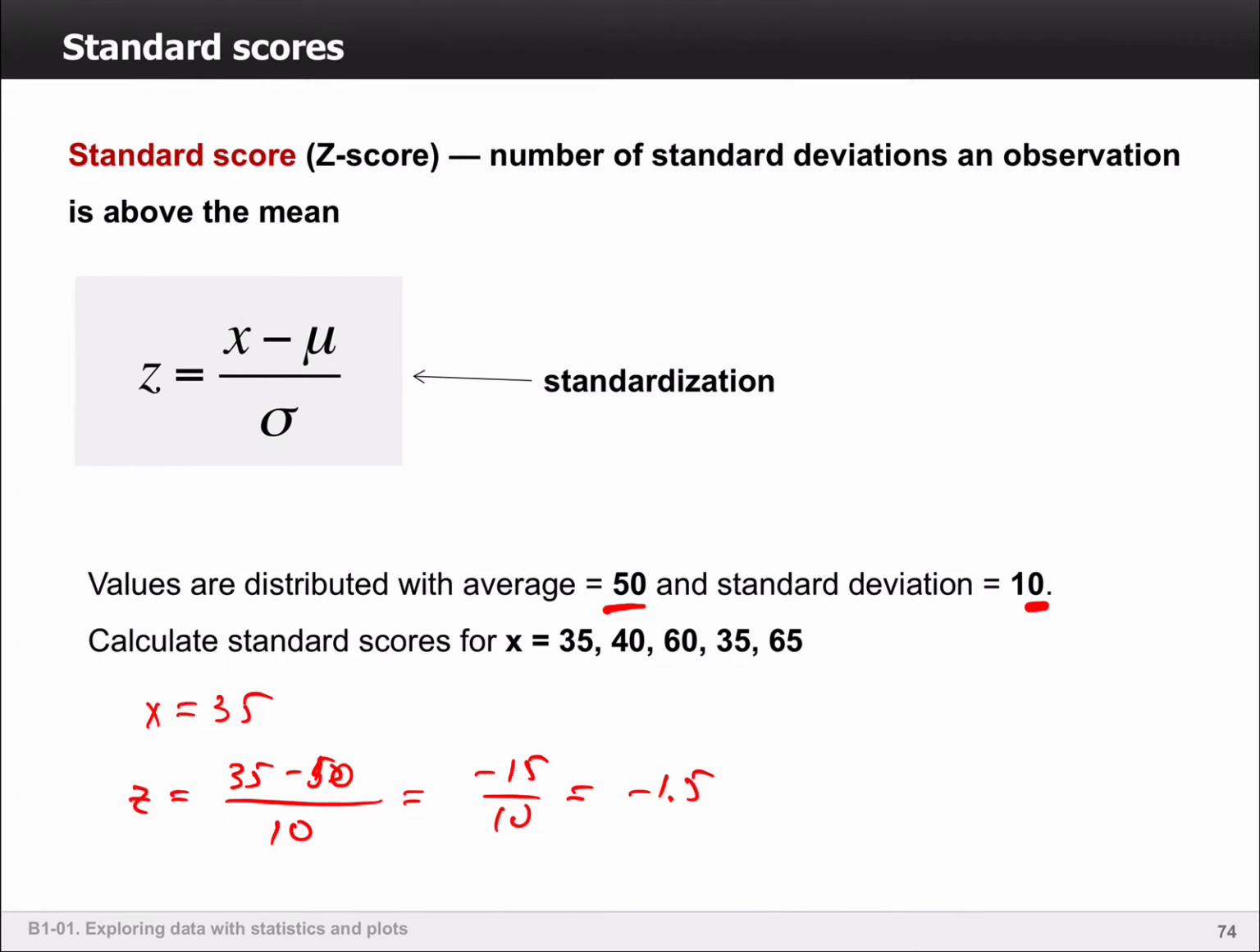So it's minus 1.5, or by 1.5 standard deviations, it's smaller than the average. Is it far or not far? Well, you know that 2 standard deviations gives you 95% of the values, and this is 1.5, so it's within at least 95% of the most common values, okay? Then, for example, if you take x equal to 60, the z-score will be 60 minus 50 divided by 10, which gives you 1. So it's 1 standard deviation larger than the mean, which is exactly at the edge for 68.3% of the values. Okay.